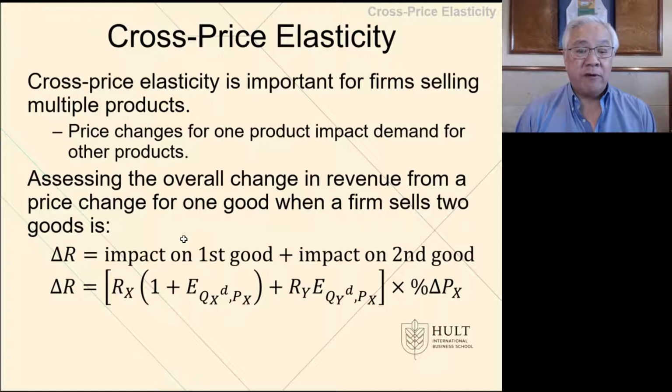So assuming that we have overall change in revenue from two items, two goods, then the delta R, which is the change in revenue, equals the impact of the change on the first good plus the impact of the change on the second good. And as a mathematical formula, it's right here. Delta R equals the revenue from X, which is that first product, multiplied times 1 plus the price elasticity, plus the revenue from the second product, called Y, times the cross price elasticity, and that expression multiplied times the change in price. All right, so we'll be using this in an example on the very next slide.